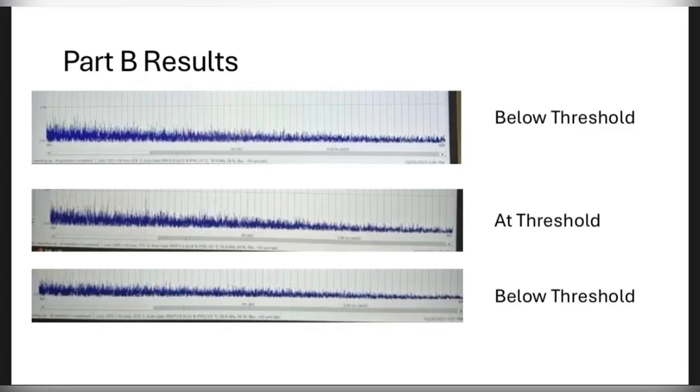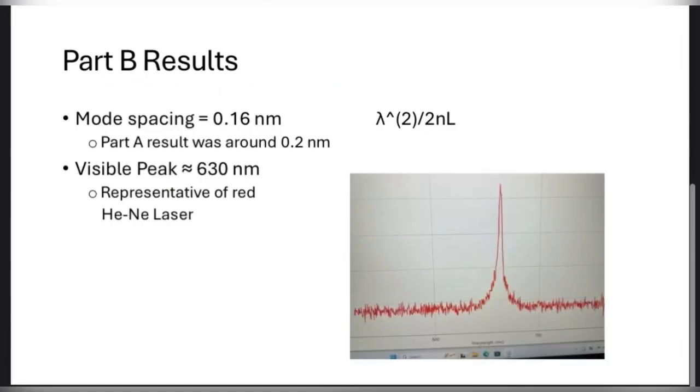However, upon further evaluation, we realized that this was not what was supposed to happen, as below the threshold was supposed to be more broad, and then as you increase the current past threshold, you would get more distinct peaks. We apologize for any errors that we made in the report, including this one where the mode spacing we calculated in this portion was 1.6 nanometers. The part A result should have been around 0.2 nanometers using the equation on screen. However, the part we did get right was that we saw a peak at around 630 nanometers, which is very representative of what we should see in a red HeNe laser.